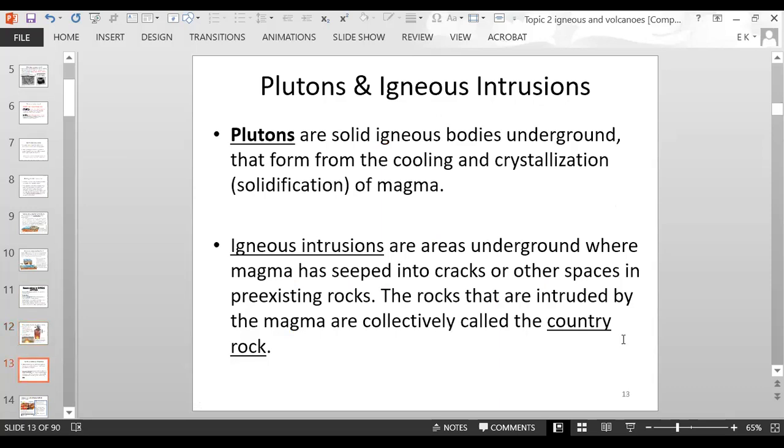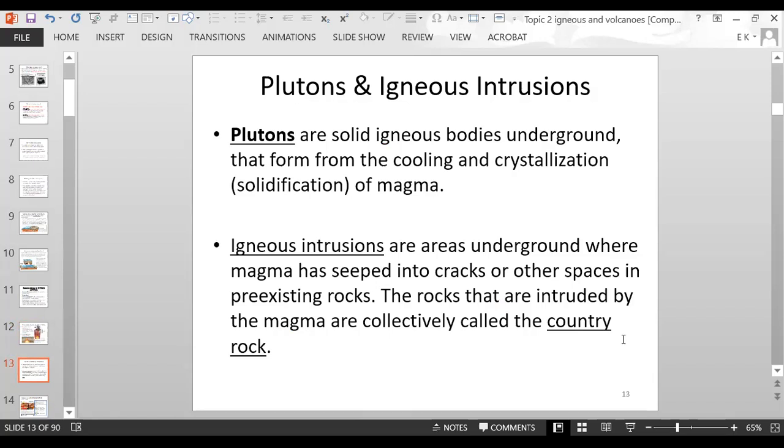Then we have the terms plutons and igneous intrusions. Plutons are solid igneous bodies underground that form from the cooling and crystallization of magma. So generally this would be in a magma chamber that starts to cool and over time solidifies. That would be the formation of a pluton. Okay, so it's basically the magma in a magma chamber crystallizing and forming into a solid rock. Then that would be a pluton.